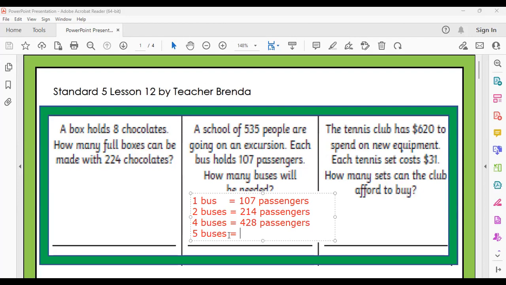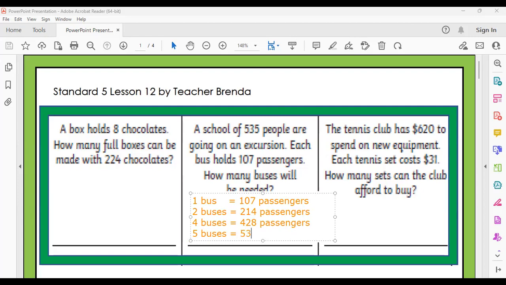Now, if I wanted 5 buses, imagine I wanted 5 buses, I need to add 4 buses and 1 bus. Can you see that? I will need to add my 4 buses and my 1 bus. Now add your 4 buses' answer, add 428 with 107. What do you get? 428 and 107. What do you get? Very good. Did you get 535?